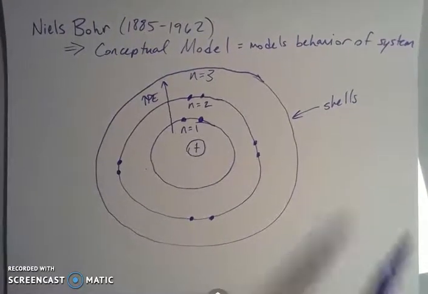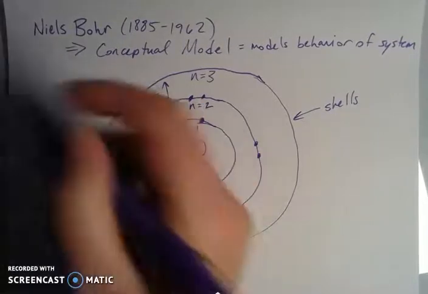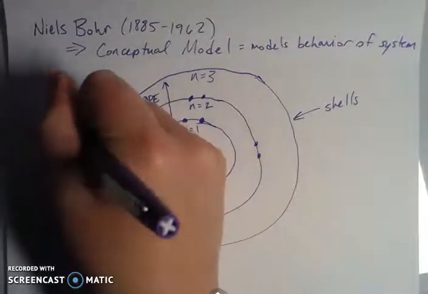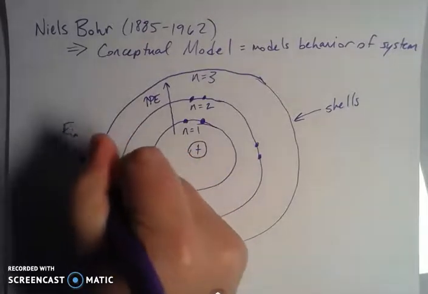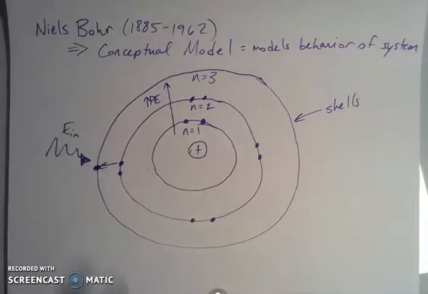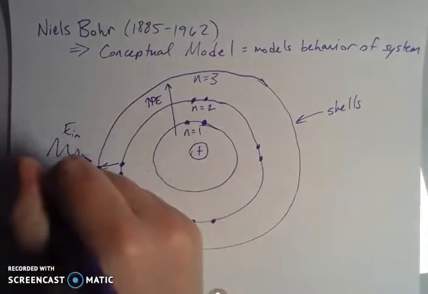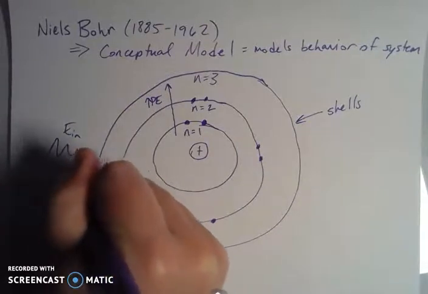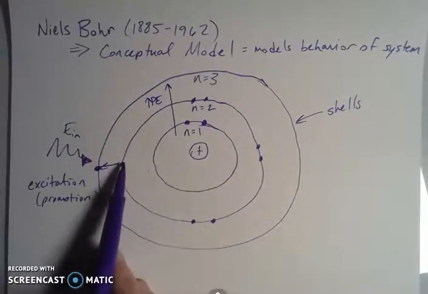Now, if we have an electron in a lower shell, we can get it to move around, energetically speaking, by putting energy in. So if I have a wave here that I put in, so here's some energy, then I can promote or excite an electron up to higher energy levels. So it can absorb that energy, that photon, whatever it is that I'm putting in. So I can excite that electron. So this is called excitation or promotion of an electron, where the electron has absorbed that energy and then it goes from shell 2 to shell 3.